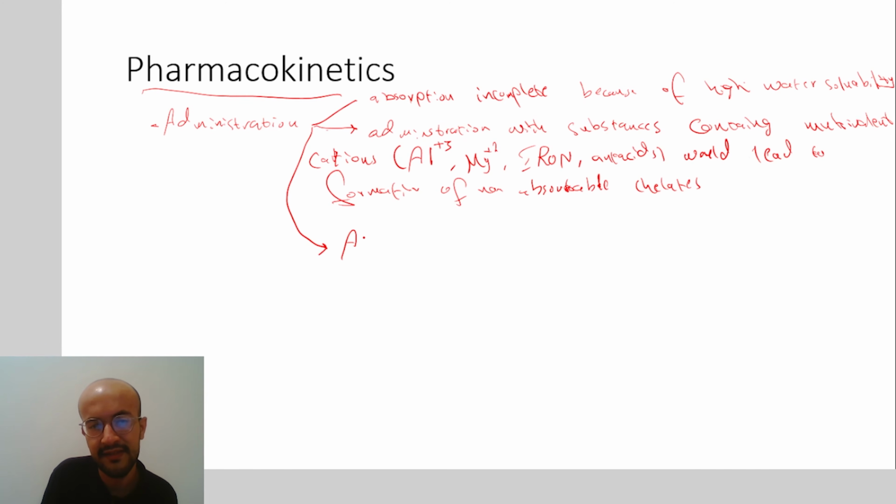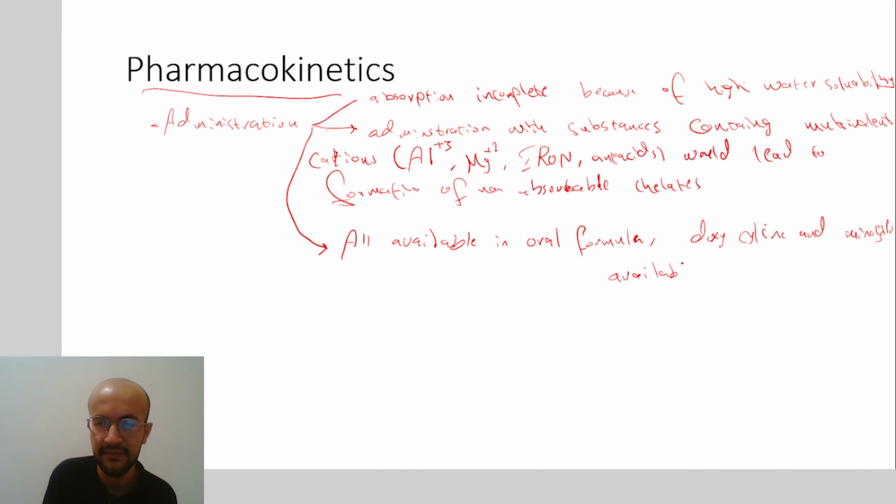All of the tetracyclines are available in oral formula. The doxycycline and the minocycline are available in intravenous formula as well as the oral formula. Now let's talk about the distribution of the tetracyclines.